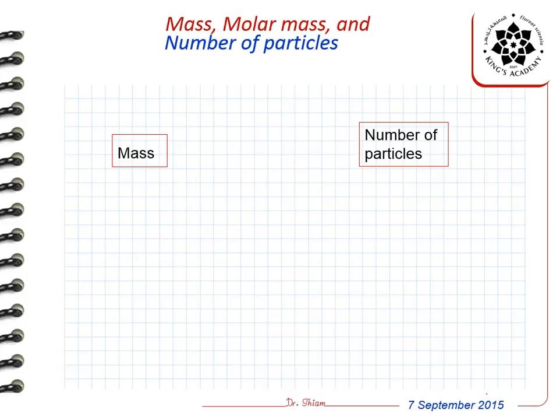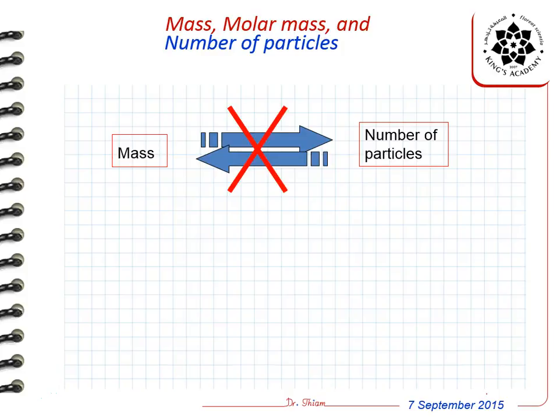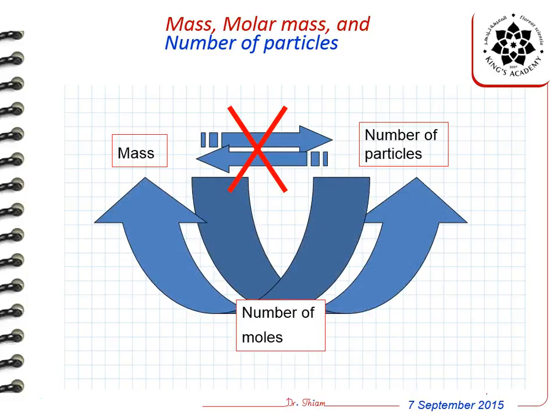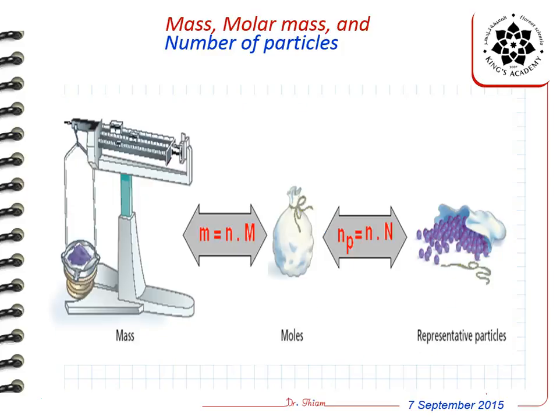So moving on, we are already at 7 minutes 45 seconds, so we have about a minute to go. We already know mass, molar mass, and number of particles. This slide gives us an overview. We cannot go straight from mass to number of particles. We must stop by number of moles. You always have to go by the number of moles. From mass to number of particles, or from number of particles to mass, you have to use the number of moles. And here are the equations that allow us to do these conversions.